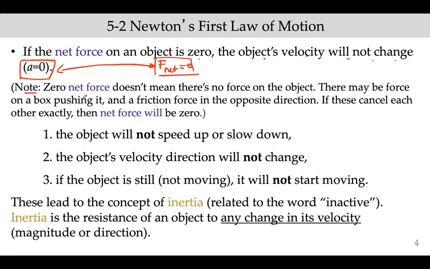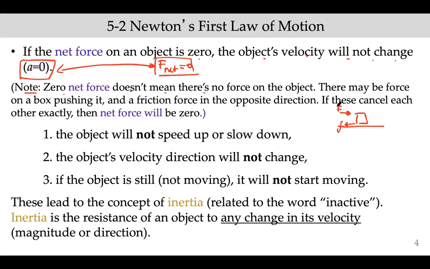So there's a note again, which I actually mentioned before. Zero net force doesn't mean there is no force on the object. There may be forces on a box, pushing it, and a friction force in the opposite direction. So maybe there's a box here, maybe someone is pushing it this way, and maybe also there is some friction force.